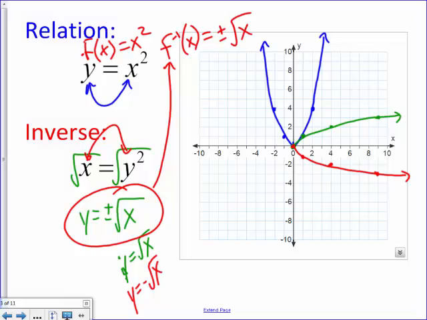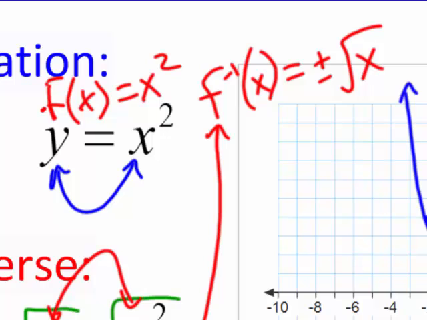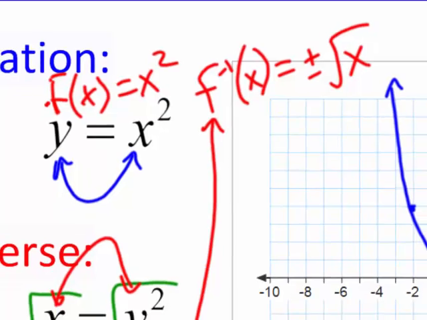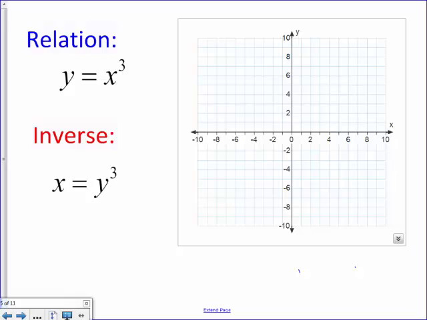So I still have to get them both equal to y before I can write the inverse, because they have to be made up of x's. So in this case, here's the function, here's its inverse. All right, so now I have another one. Let's take a look at one more here.